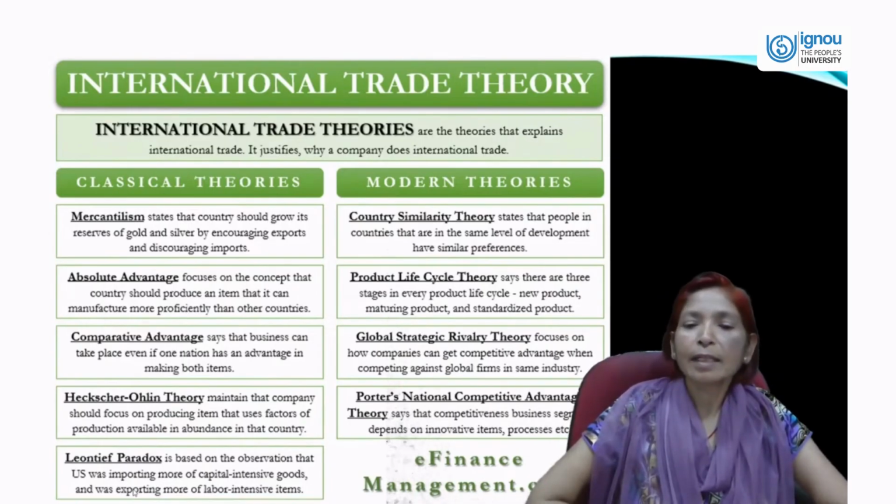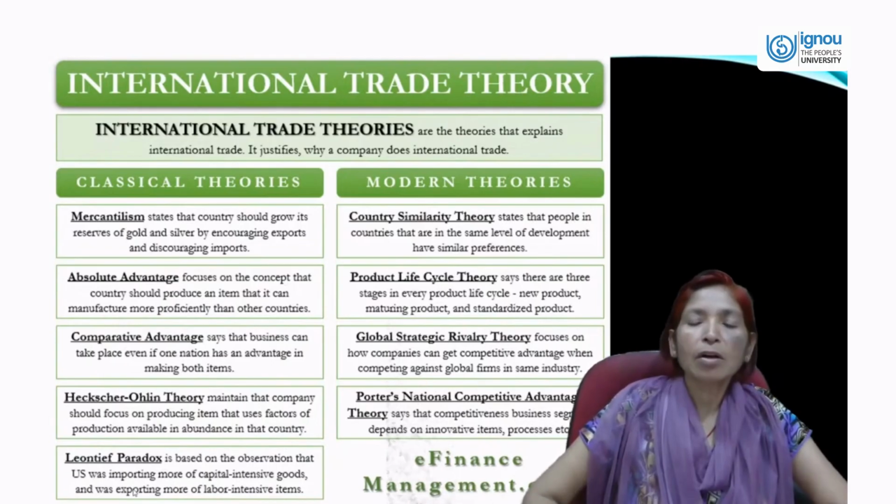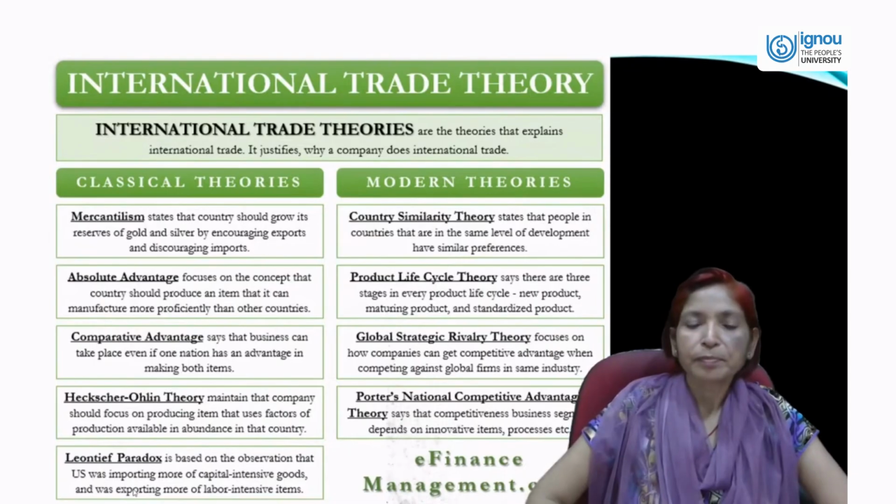Next is global strategic rivalry theory. This focuses on how companies can get competitive advantage when competing against global firms in the same industry. Next is Porter's national competitive advantage theory. This theory was developed by Porter and it tells us that the competitive business segment depends on innovative items, processes, etc.